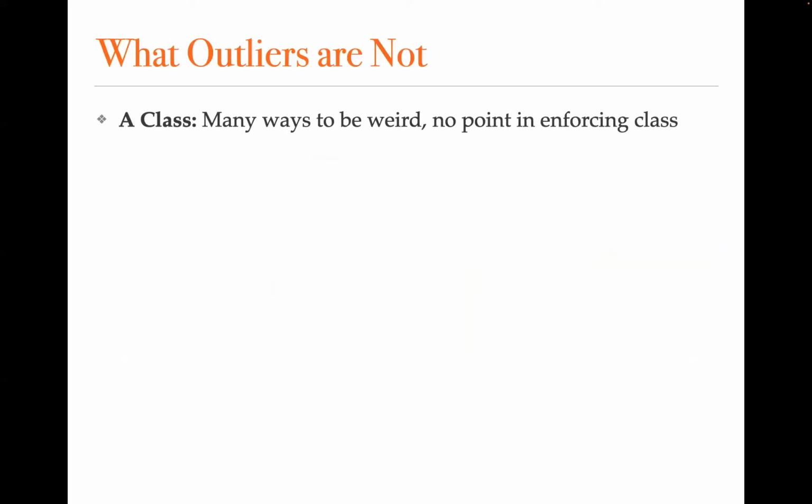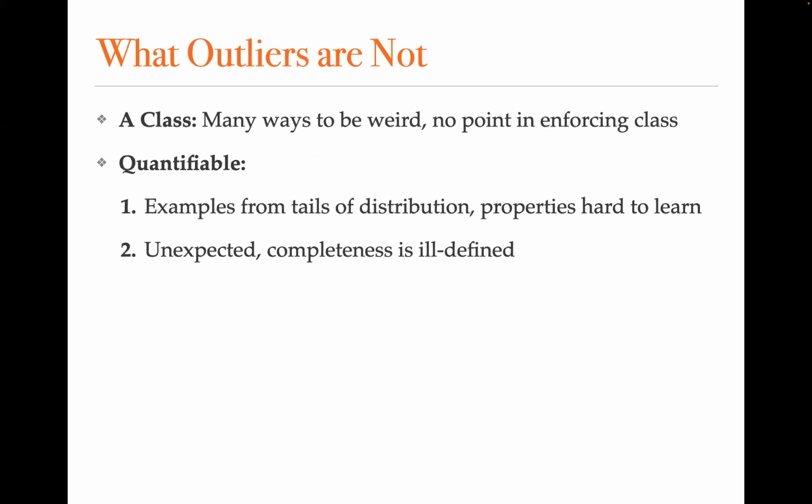Let me end on a few notes about what outliers are not, since we're dealing with outliers and rare gems. They're not a class. There are many different ways you can be an outlier. So enforcing something of a classification is not really the point. They're also not quantifiable. That means that they hail from some distribution, and their description is really hard to generalize and estimate. They're just not well understood. And they're also unexpected, which means that something like completeness and purity is completely ill-defined even as a concept.